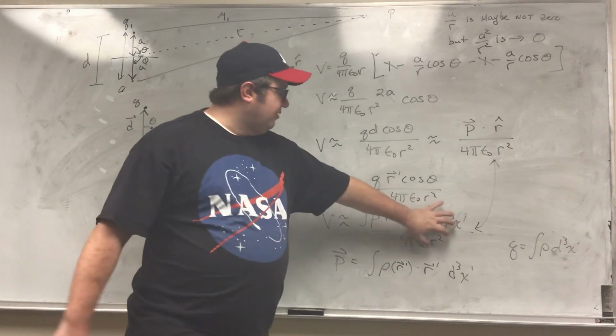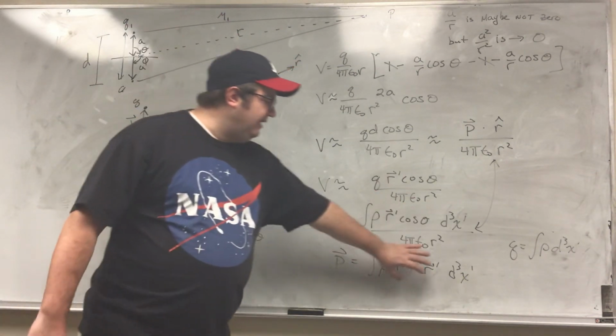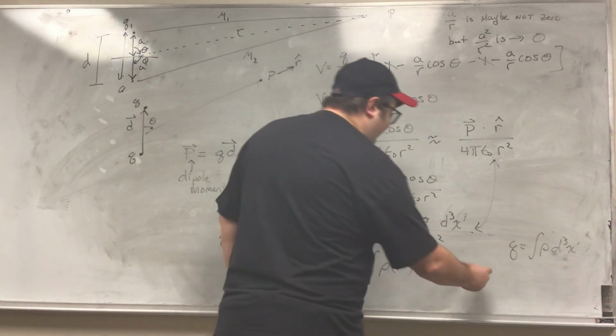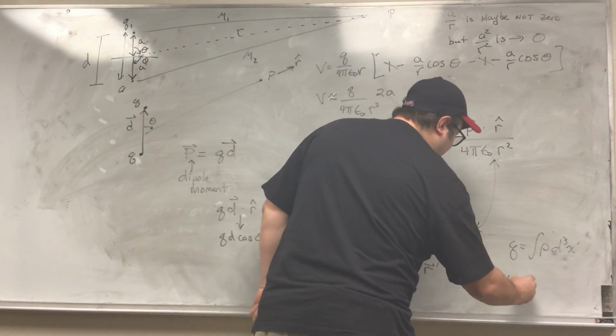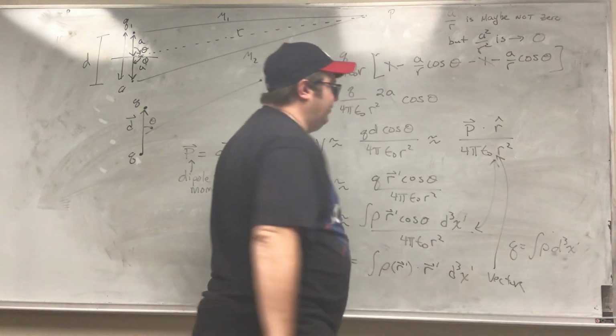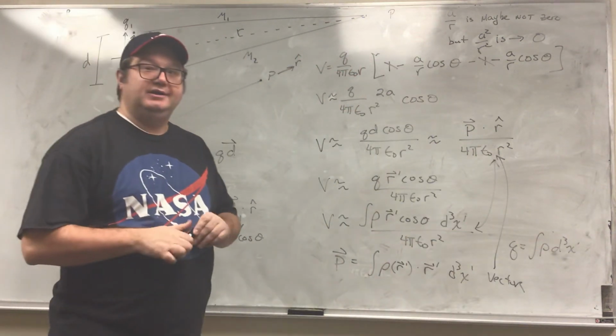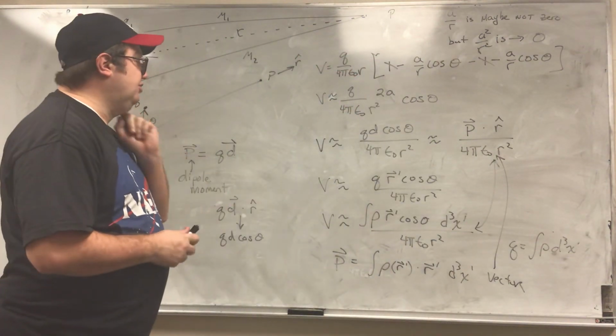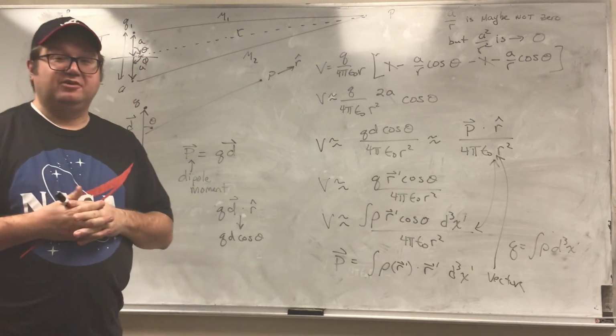So I don't have to use this more complicated equation. Once I find this, it's going to be a vector. I can take it and plug it right into that equation. I know what my R hat is, and I can determine what the potential approximately is a long way away.